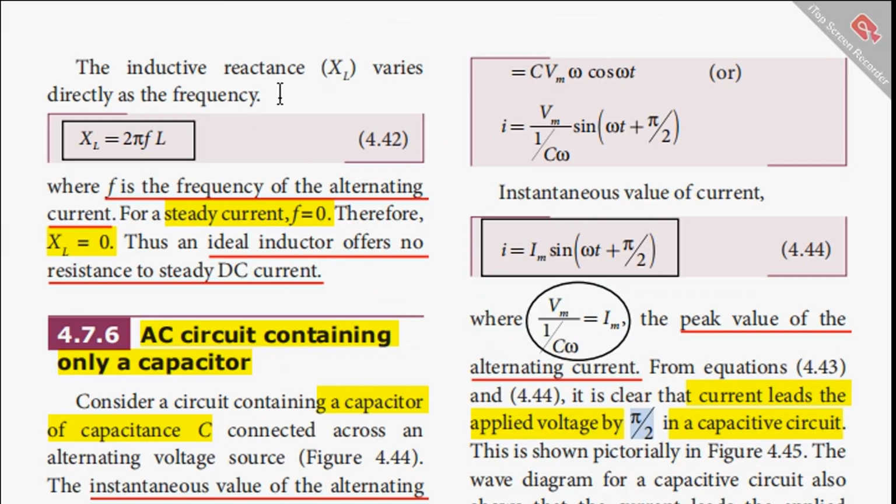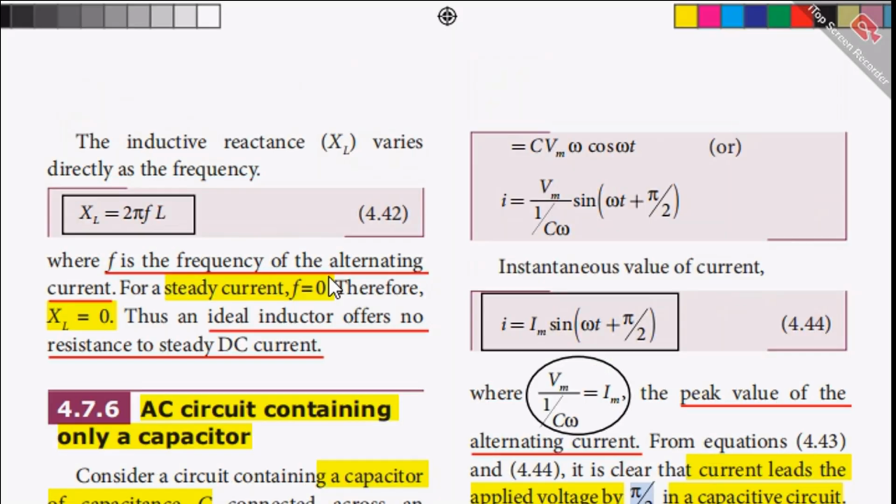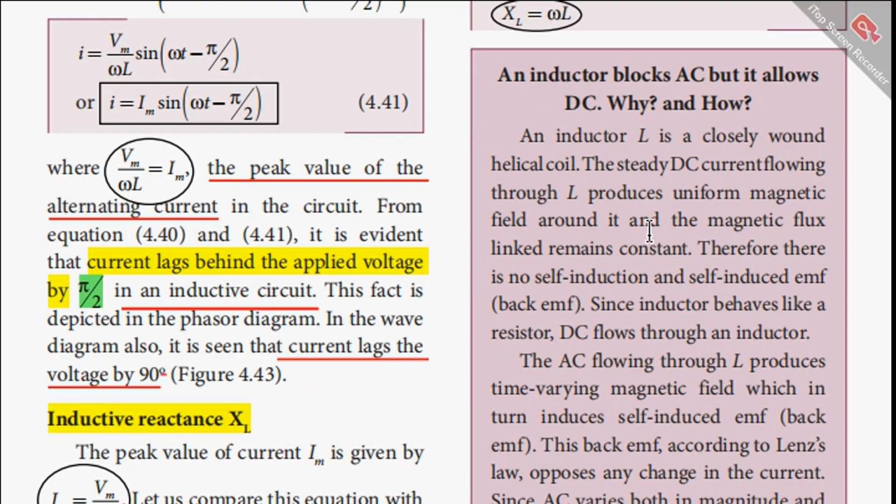This inductive reactance XL varies directly as the frequency, which means that it is always directly proportional to the frequency, as shown in this expression: XL equal to 2 pi FL. Here F is the frequency of the alternating current, and for steady current F is equal to 0, therefore XL is equal to 0. Thus an ideal inductor offers no resistance to steady DC current. So that is what is shown here.